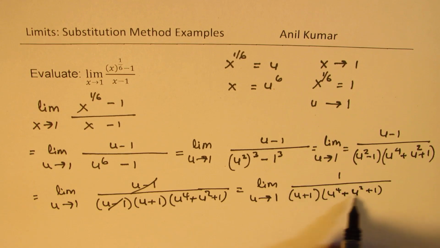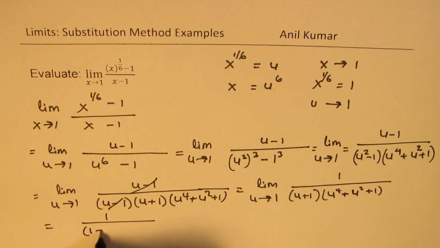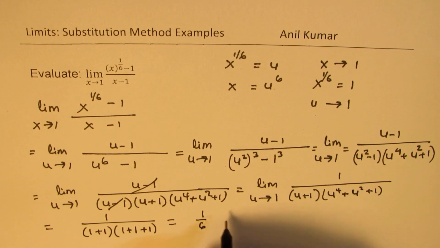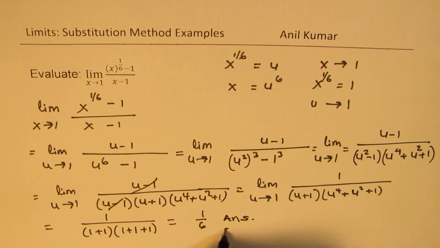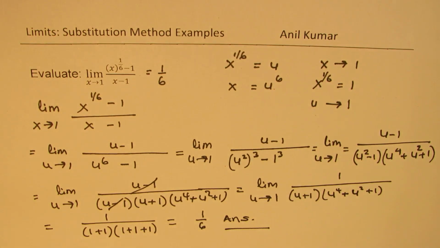Correct? Substituting 1 here, what do we get? We get 1 over 1 plus 1 times, we have 1 plus 1 plus 1. That means 3 times 2 as 6. So our answer here is 1 over 6. Clear? So this limit is basically 1 over 6. So I hope that helps to understand all these steps. And that is how we are going to answer this particular question.